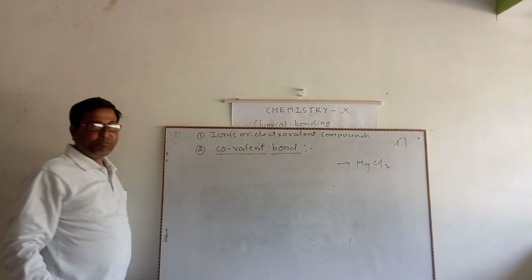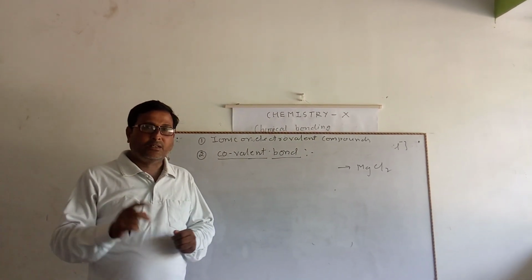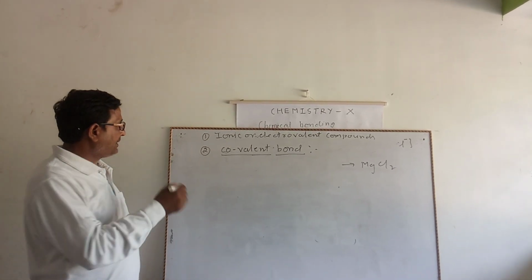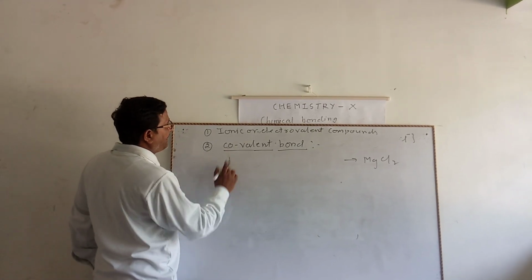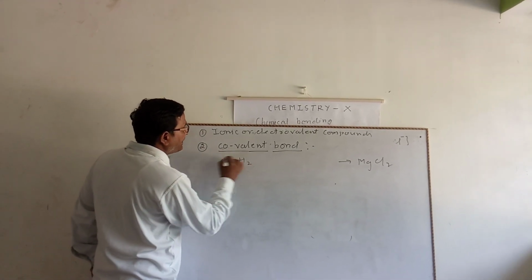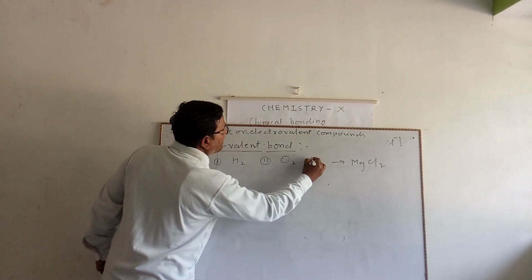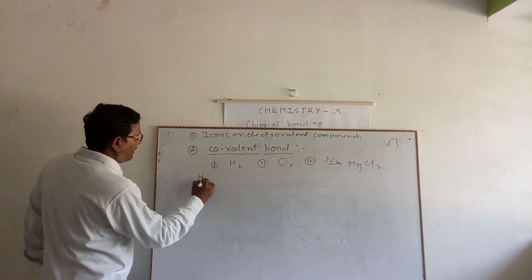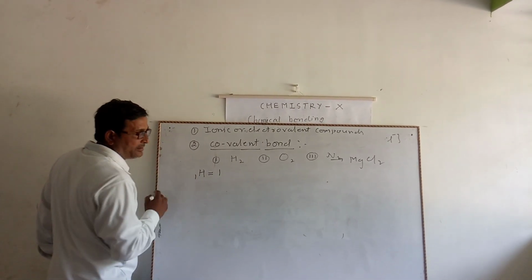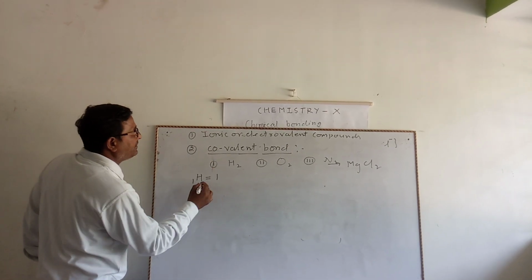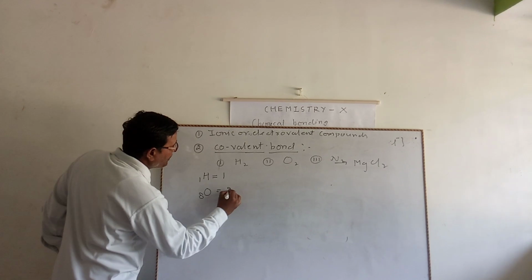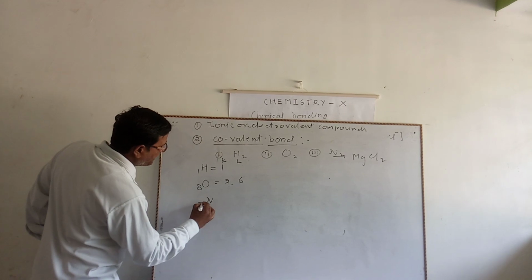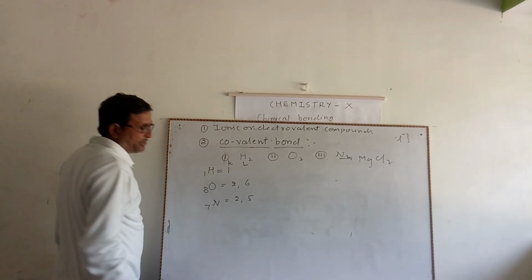The bond formed by mutual sharing of electrons is known as a covalent bond. Mutual sharing means equal sharing of the electrons. I am going to take examples: first, the formation of the hydrogen molecule; second, the oxygen molecule; third, the nitrogen molecule. The electronic configuration of hydrogen is just 1 electron in the K shell. Oxygen is 2, 6, and nitrogen is 2 and 5.